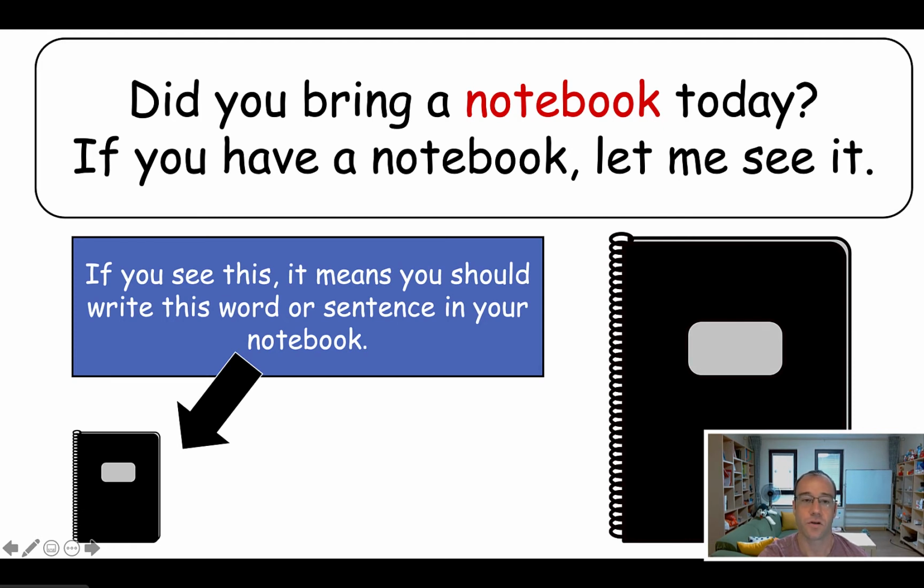Yes, it will take more time in class because they're going to be writing stuff down, but by this age they should be able to write relatively quickly, and I'm not asking them to write really long stuff down, so they should be able to do it pretty quickly. The way it works is if they see this little black notebook in the bottom left corner of the screen, they know that they should write this word or sentence down. In my class, I'll check in the beginning of class who has their notebook and who doesn't, and teams will lose points if they don't bring their notebook.